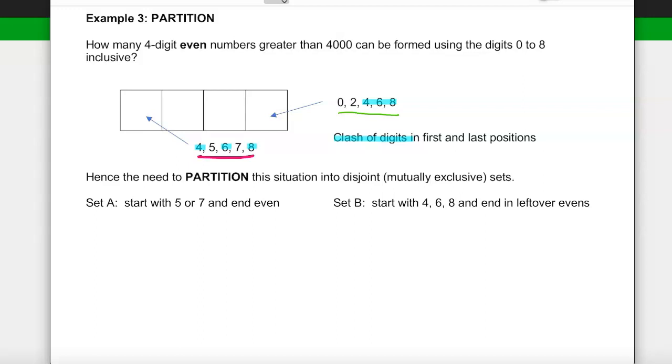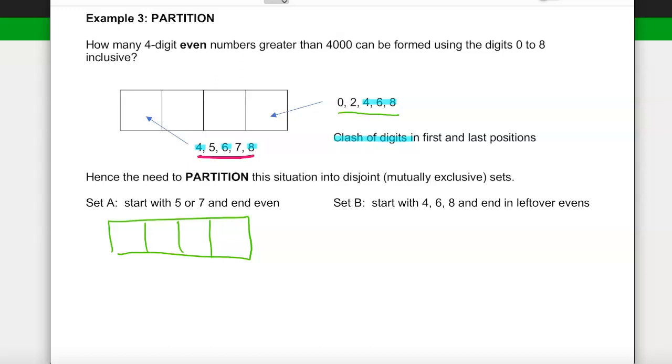So I'm going to partition these sets so that they become mutually exclusive. I'm just going to consider starting with 5 or 7, and I'll be able to use all the even numbers at the end, and then a different set where we talk about starting with the even numbers and then also ending in the leftover evens. So if we have a look at my set A, I'm going to create my box for my 4 digits.